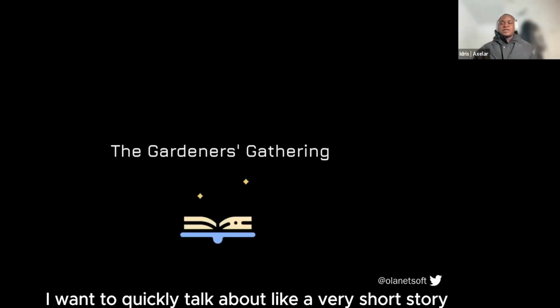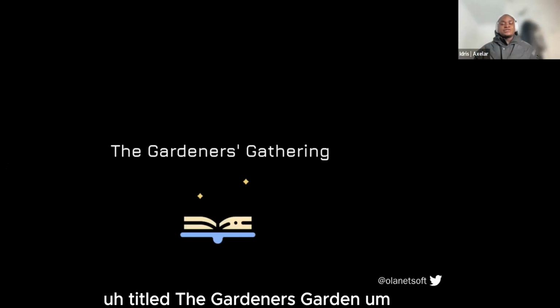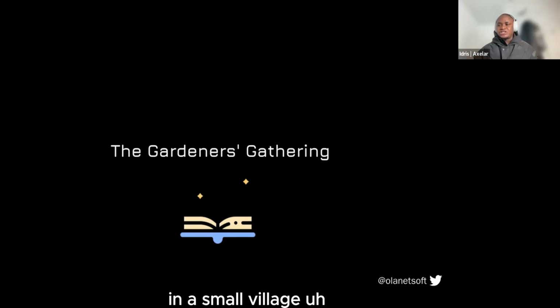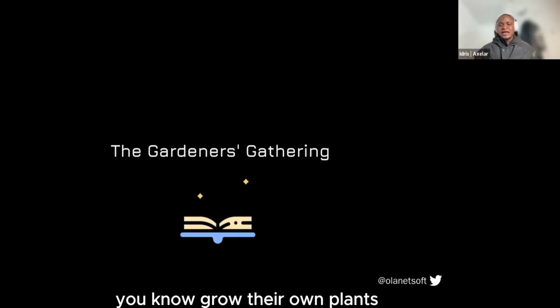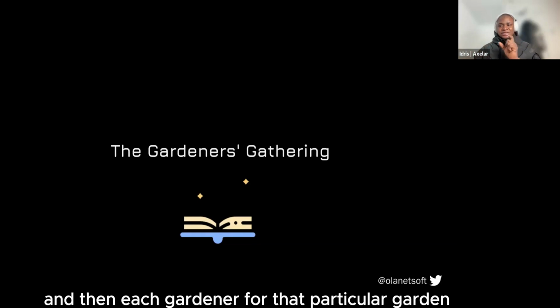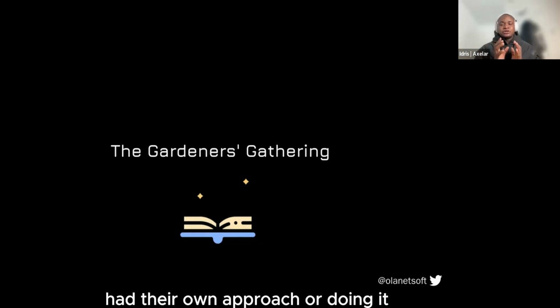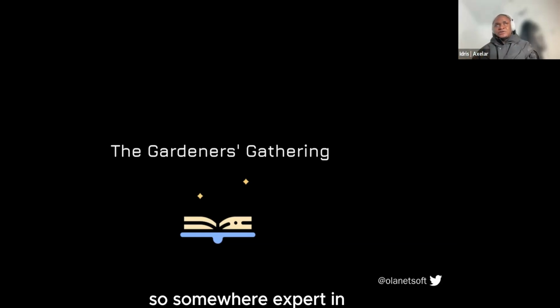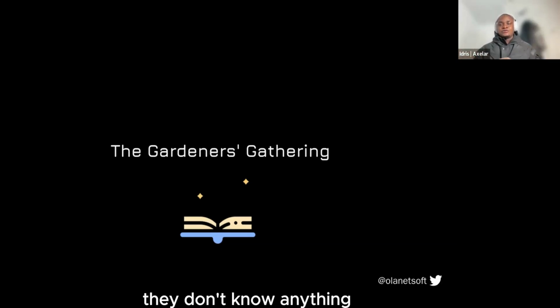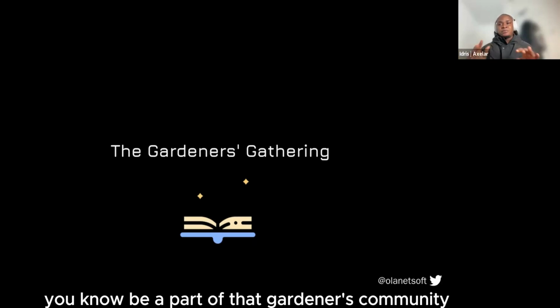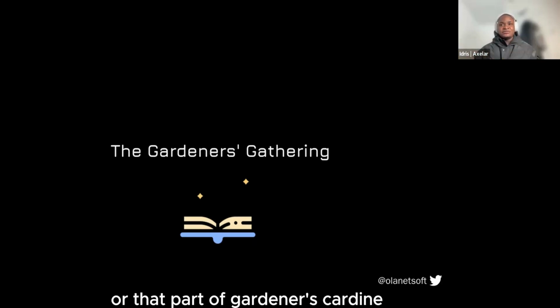So I want to quickly talk about a very short story titled The Gardener's Gathering. In a small village, there was a community garden where everyone loved to grow their own plants. Each gardener had their own approach. Some were experts in flowers, some experts in vegetables, and some were complete beginners. They don't know anything, but they want to be a part of that gardeners community, and they also want to contribute. Of course, they want to improve.